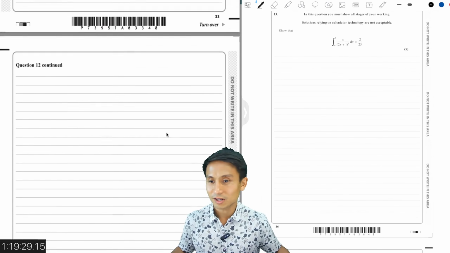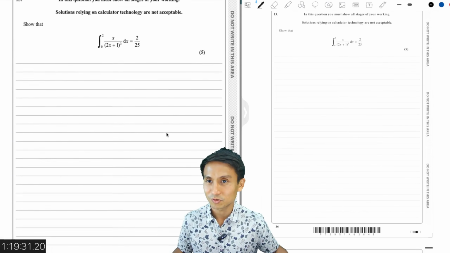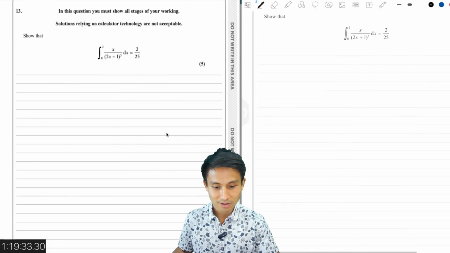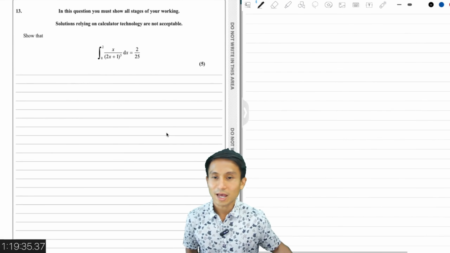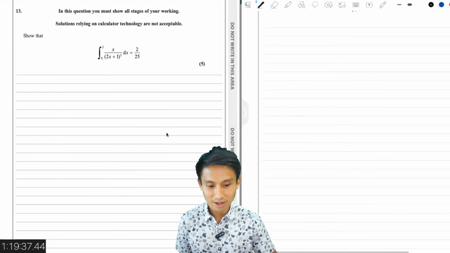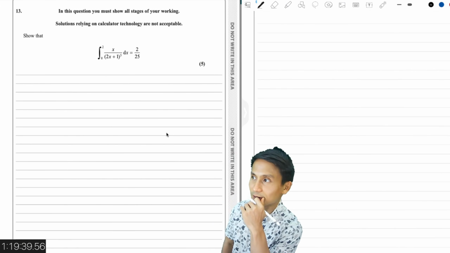All right, next part, number 13. I think we're almost done here with the whole paper. Okay, so show that the integral of that is 2 over 25. All right, let's see what we can do here.